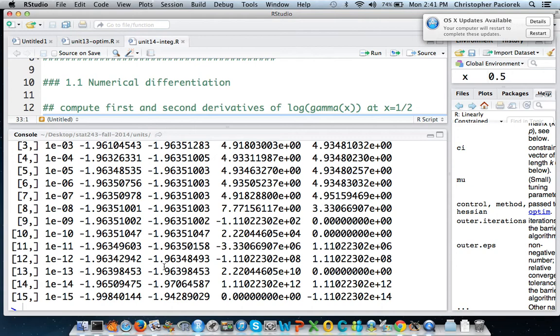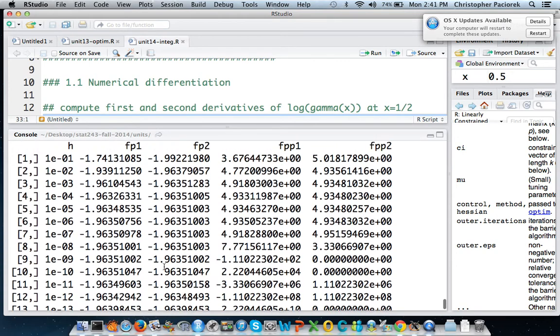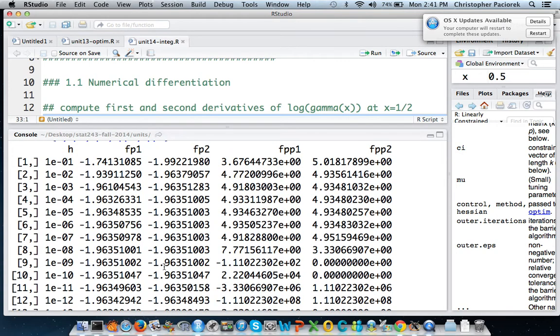And if we look at the second derivatives, here's the forward difference approach to the second derivative, here's the central difference approach to the second derivative. We're looking for 4.9348. So you can see we get to 9348022, so about 6 or 7 digits of accuracy with h being 1 times 10 to the minus 4 with the central difference approach. And then after that things get worse as I let h get smaller and smaller.